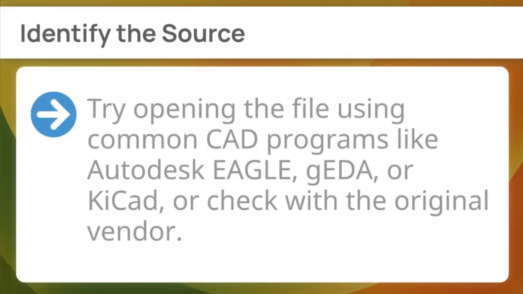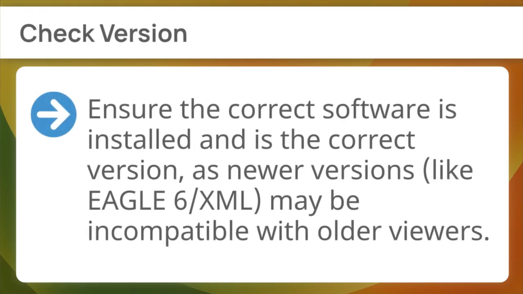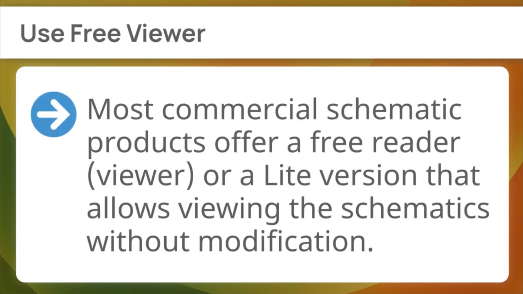First, identify the source. Try opening the file using common CAD programs like Autodesk Eagle, JITA, or KiCad, or check with the original vendor. Next, check version. Ensure the correct software is installed and is the correct version, as newer versions, like Eagle 6 XML, may be incompatible with older viewers. Finally, use Free Viewer. Most commercial schematic products offer a free reader, viewer, or a light version that allows viewing the schematics without modification.